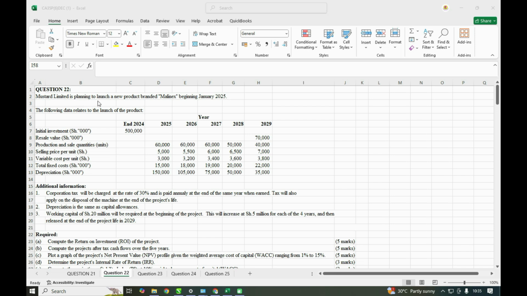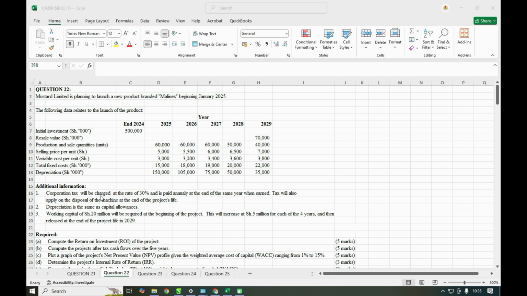Mustard Limited is planning to launch a new product branded Malinex beginning January 2025. The following data relates to the launch of the product. So I've been given the end of 2024, which will be the beginning, our opening or year 0, then 25, 26, 27, 28, and 29. It was a project of 5 years. We've been given the initial investment, resale value, production and sales quantity. These are in units, selling price per unit, variable cost per unit, total fixed cost, and these are, remember, in thousands, and even the depreciation is in 1,000.